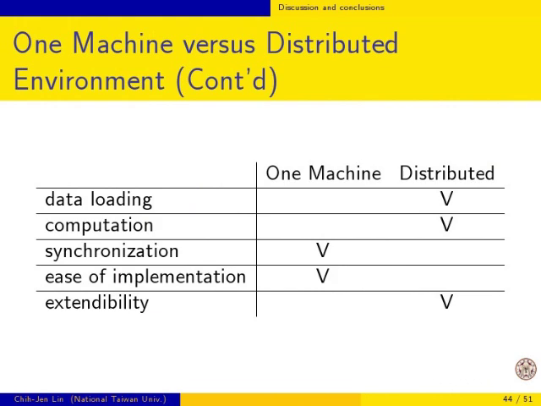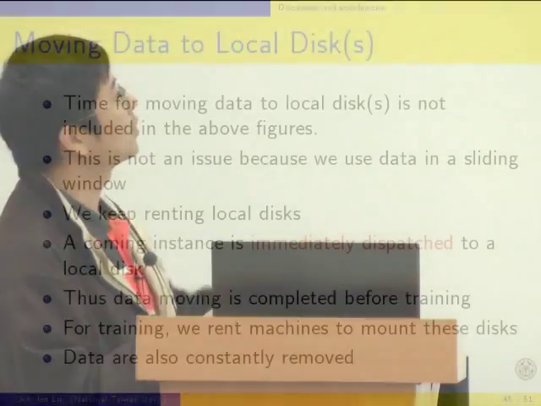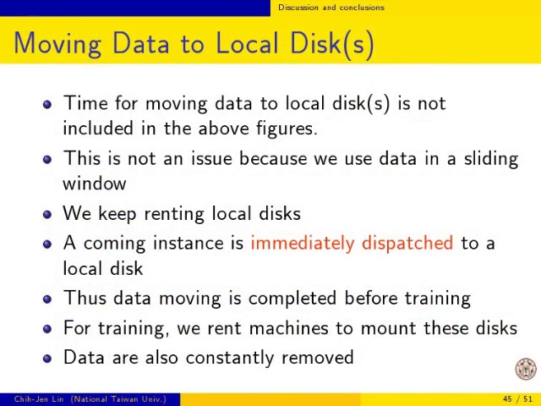So this is a simple comparison between the advantages and the disadvantages of two settings. But let's skip this. So this answers your question. In my figures in the above slides, I didn't include the time for moving data to local disk before I start running this MPI job for parallel Newton method. So how do we handle that? This is not an issue for us.